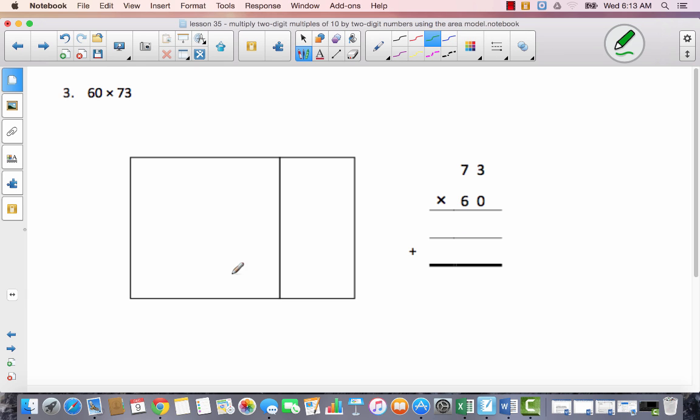All right, let's try this one. See if you can try to go ahead and set the area model up all by yourself and try to multiply and see how you do. If you get stuck, you can always press play. All right, so over here we're going to put 60 because that's our multiple of 10, and then we're going to put 73.